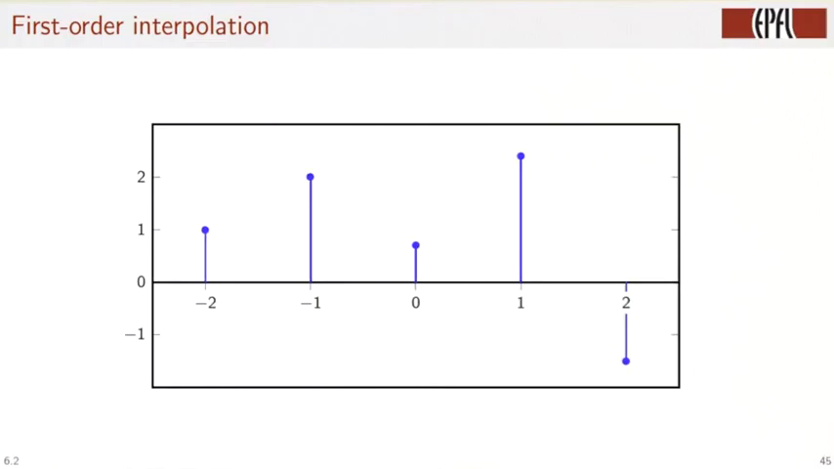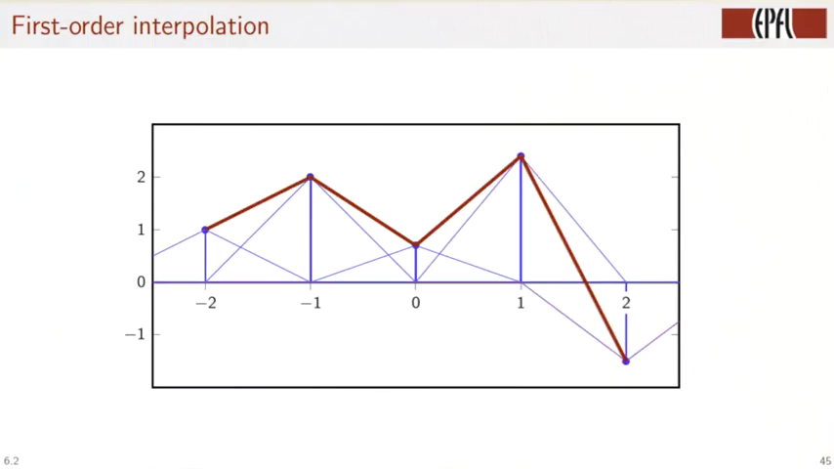We can see this interpolation on our usual 5-sample discrete sequence. So we have a hat function at minus 2, at minus 1, at 0, at 1, at plus 2. The sum is this red function, which is piecewise linear and continuous by construction.